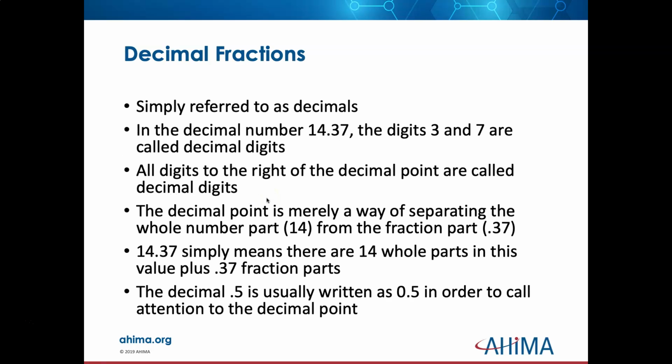All right, decimal fractions. They're simply referred to as decimals. In the decimal number 14.37, the digits 3 and 7 are called decimal digits. Anything to the right of the decimal point are called decimal digits. The decimal point is merely a way of separating the whole number, the 14, from the fraction part, which is 0.37. And if you remember back from school, this first spot after the decimal is tenths, and this is hundredths, and the next one would be thousandths.